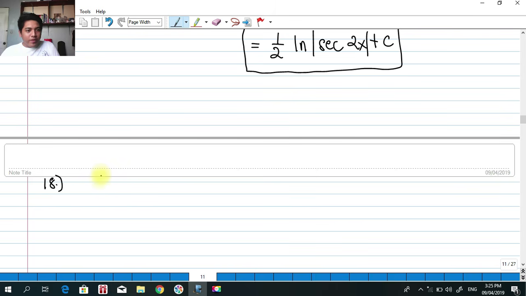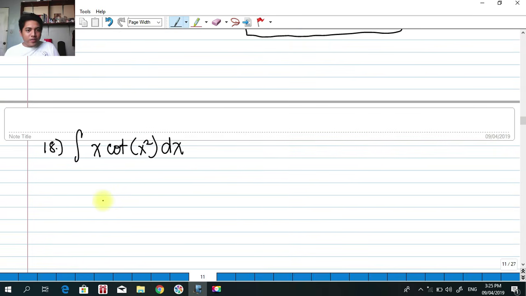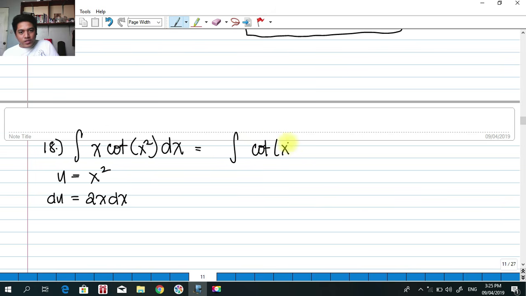So for number 18, we shall be evaluating the integral of x cotangent of x squared dx. In this equation, we can let u equal x squared, and getting the derivative of u with respect to x, that is 2x dx. So we can rewrite this as the integral of cotangent of x squared times 2x dx. We have added 2 already because x dx is available, so we have to offset that outside of the integral by adding 1/2.